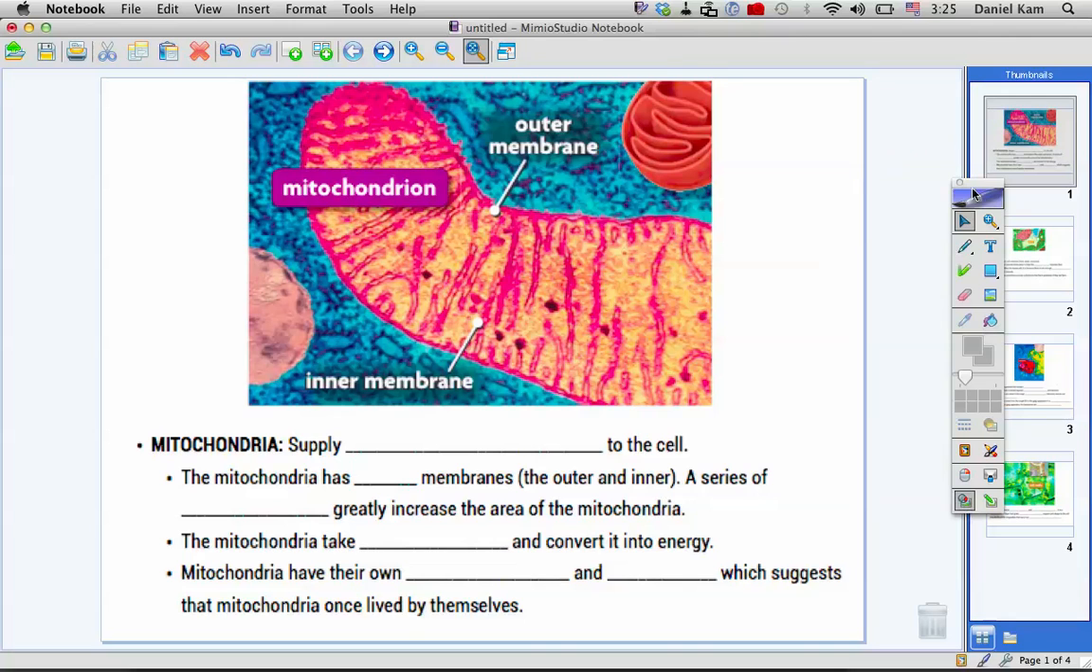If you look at the mitochondria, the first thing you need to know about it is that it supplies energy to the cell. The mitochondria has two membranes. The first membrane is this outer membrane right here on the outside. It goes all the way around, like over here, and it is the outer part of the membrane.